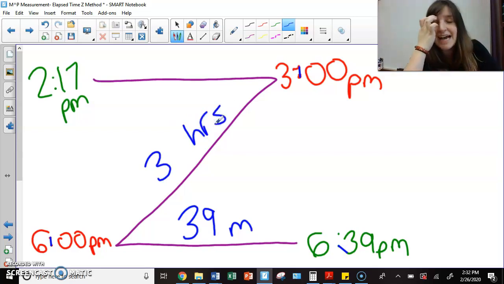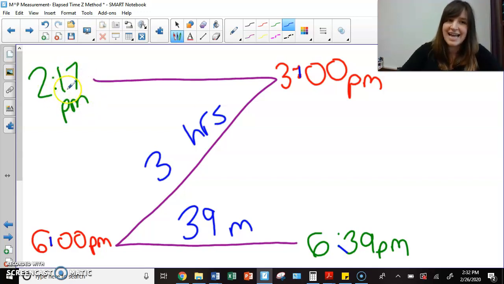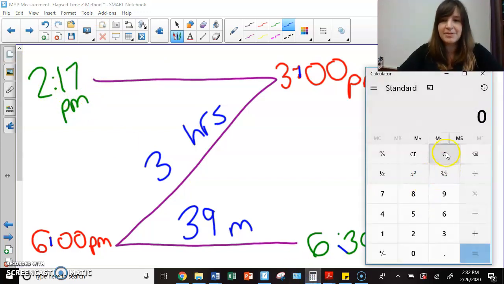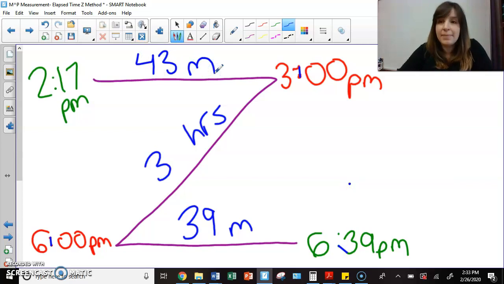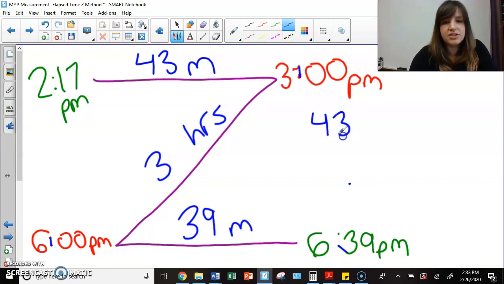My top line, I'm going to subtract 60 minus 17 because there are 60 minutes in an hour and 17 minutes have passed into this hour, and I need to see how many minutes are left until I get to the next whole hour. So I'm going to take my number 60 and subtract 17 and I'm going to get 43, okay? So I get 43 minutes. So remember, because my top and my bottom lines are the same unit, I'm going to add those together. So I have 43 plus 39.